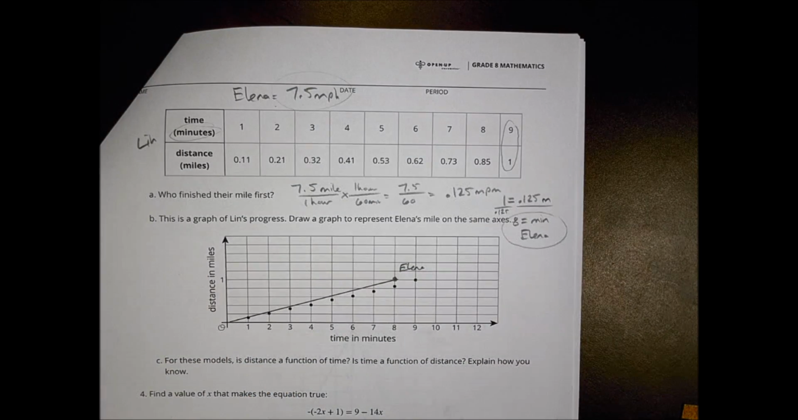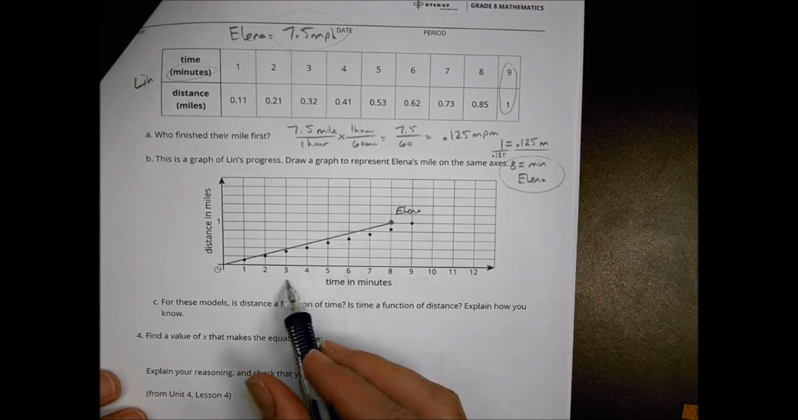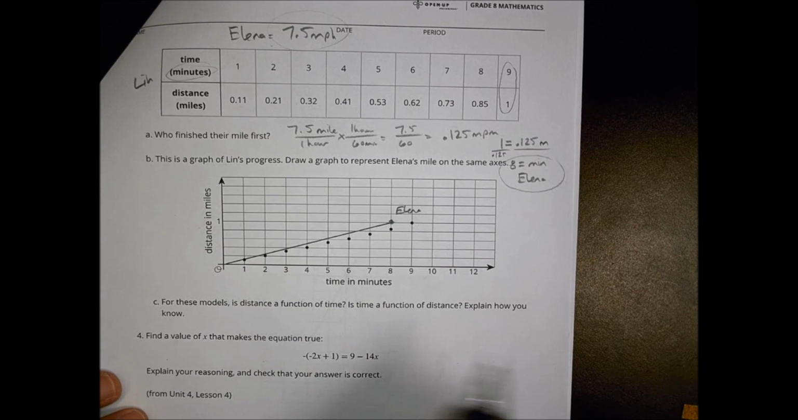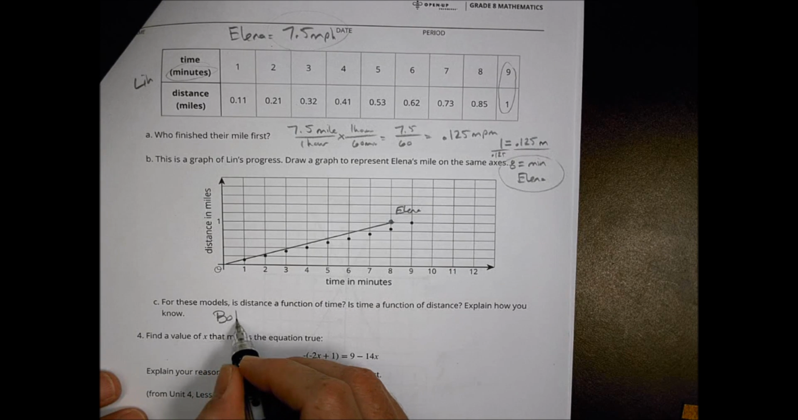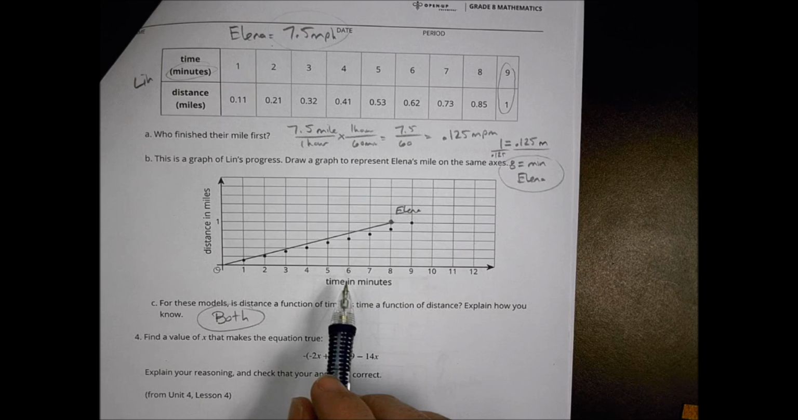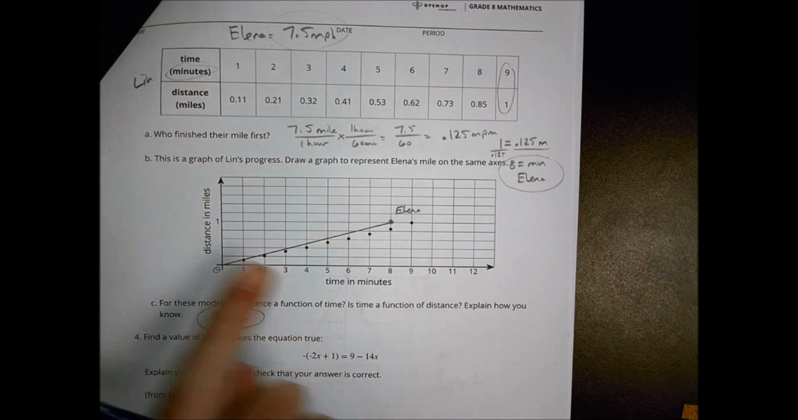For these models, is distance a function of time? Is time a function of distance? Explain how you know. And in this case here, and I'll let you write down your explanation, we're going to say both, because the distance they ran depends upon how long they were running for. Now, because everything only has one value each, we could actually flip those around and it would work just the same.